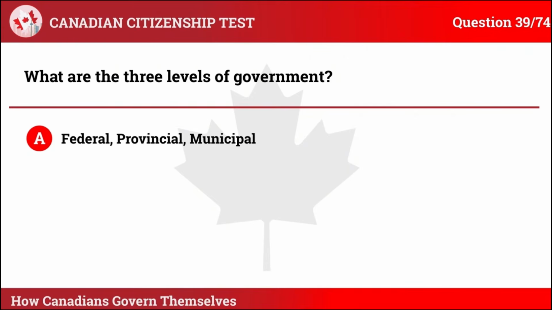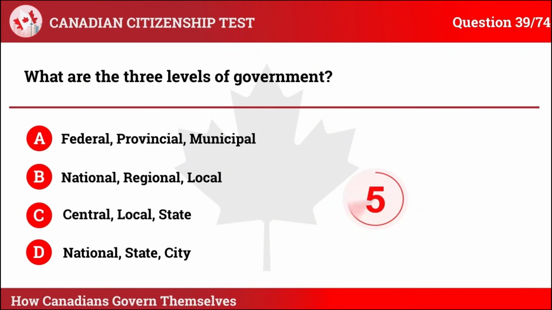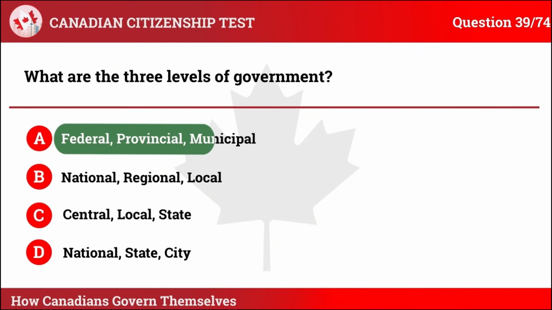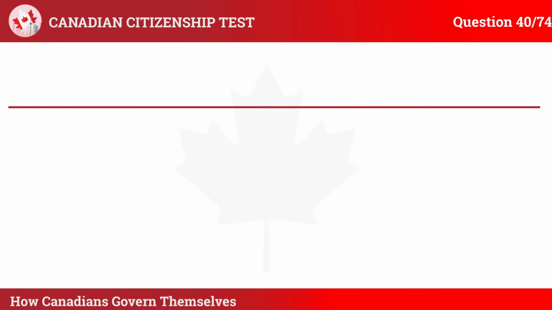A. Federal, provincial, municipal. B. National, regional, local. C. Central, local, state. D. National, state, city. The correct answer is A. Federal, provincial, municipal. Explanation: the 3 main levels of government are federal, provincial, and municipal, structuring governance across national, regional, and local scopes. Question 40.